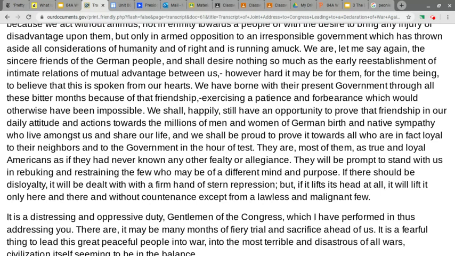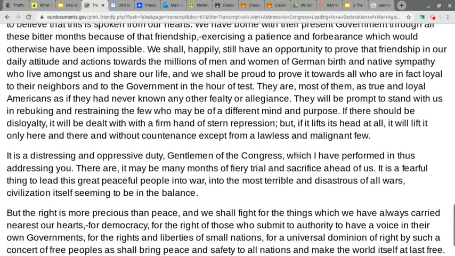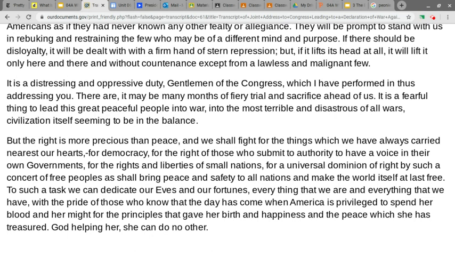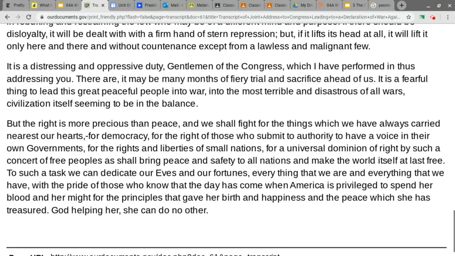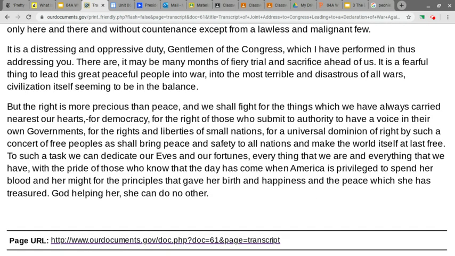They are, most of them, as true and loyal Americans as if they had never known any other fealty or allegiance. They will be prompt to stand with us in rebuking and restraining the few who may be of a different mind and purpose. If there should be a disloyalty, it will be dealt with a firm hand of stern repression. But if it lifts its head at all, it will lift it only here and there, and without countenance except from a lawless and malignant few.